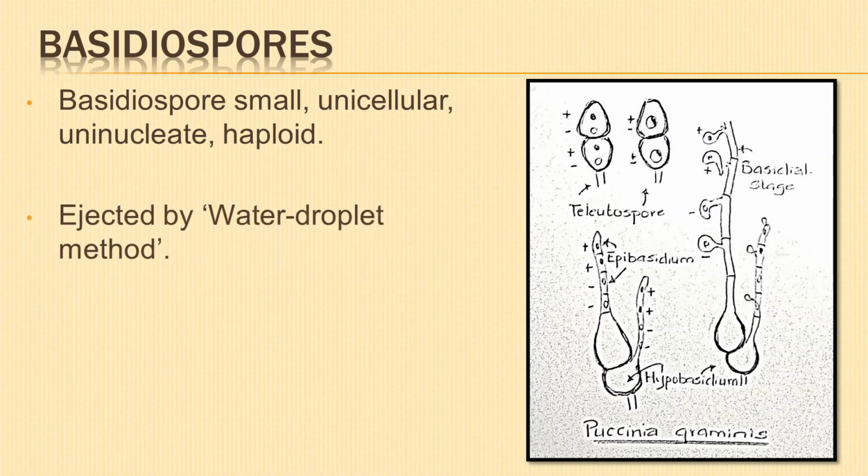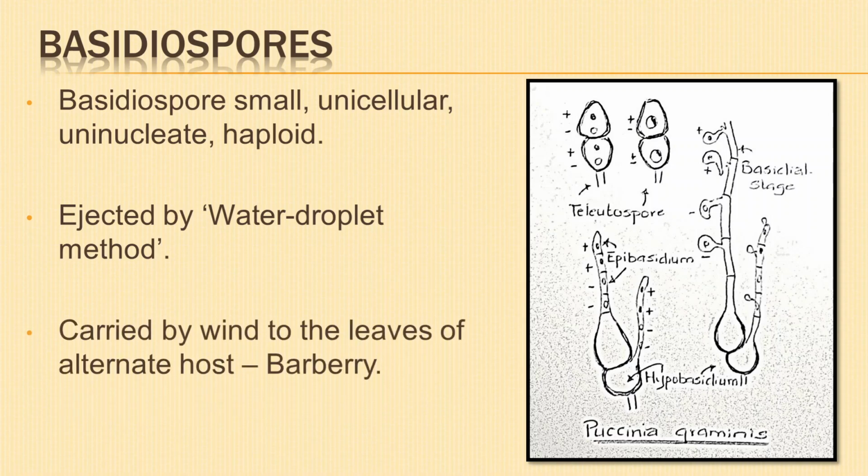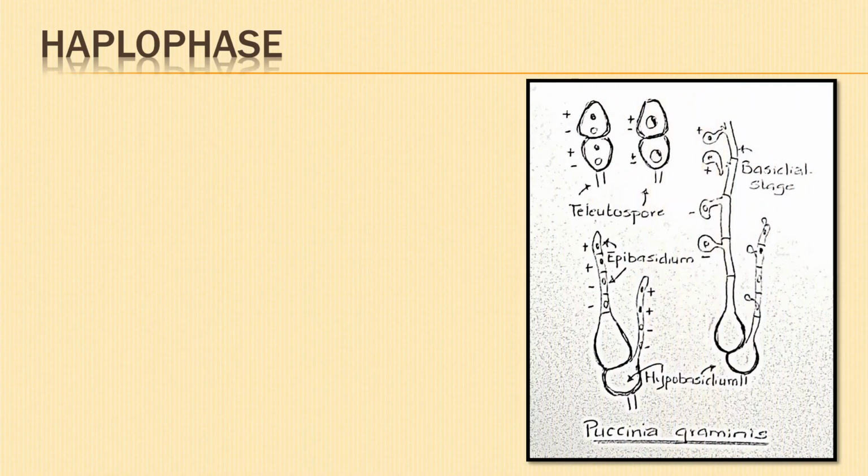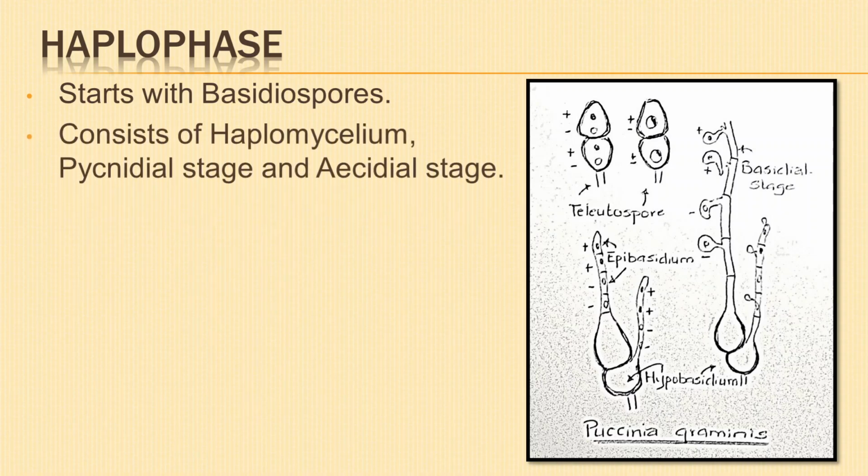Basidiospores are ejected by water droplet method, in which the droplet collects at the base of the basidiospore. A force is created which pushes the basidiospore out and is carried by wind to the leaves of alternate host barberry, which they infect. Haplophase starts with the basidiospores and is present in the alternate host barberry. It consists of primary or haplomycelium and the 2 spore stages, namely spermagonial or pycnidial stage and aecidial stage.